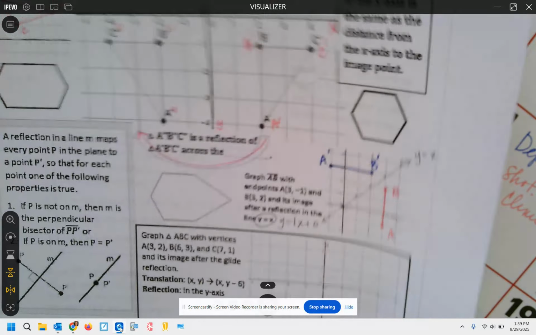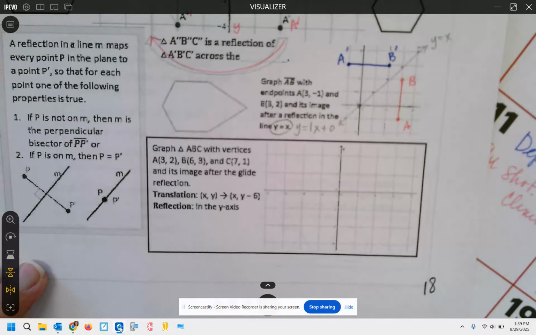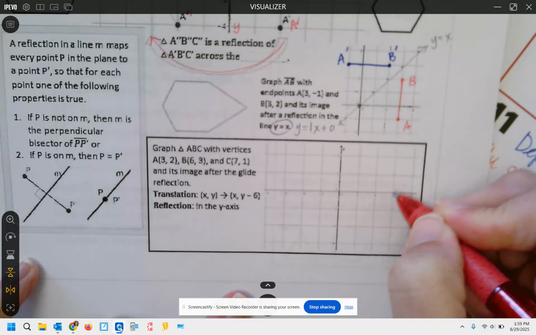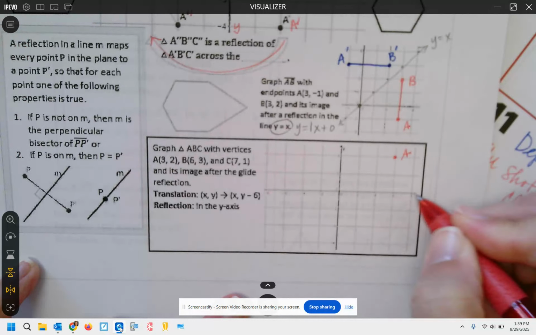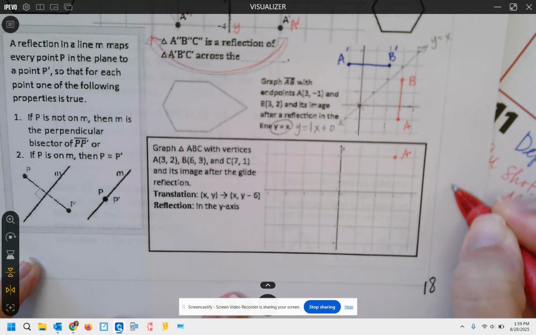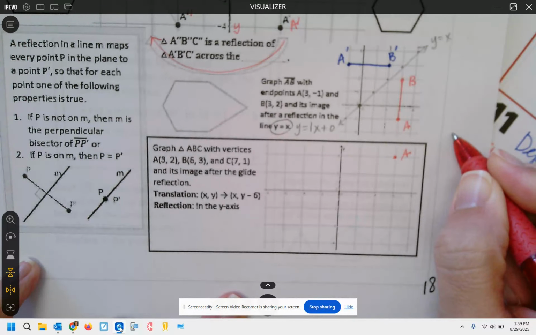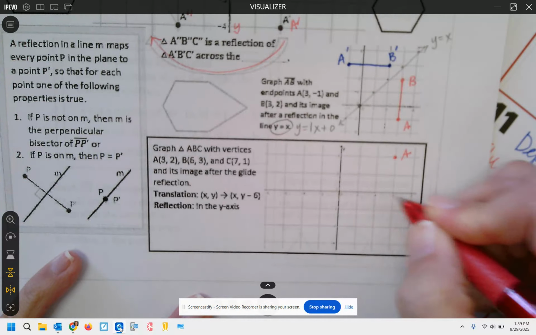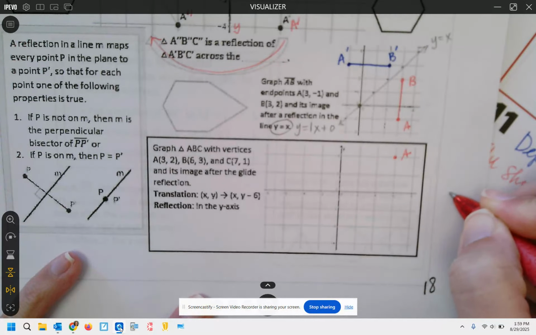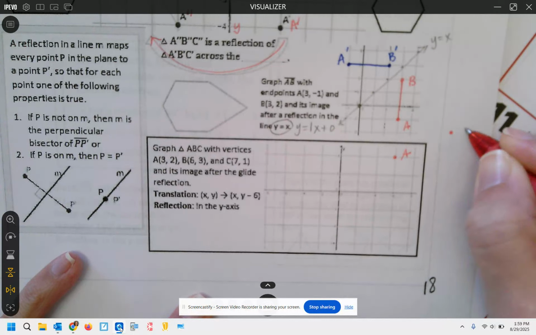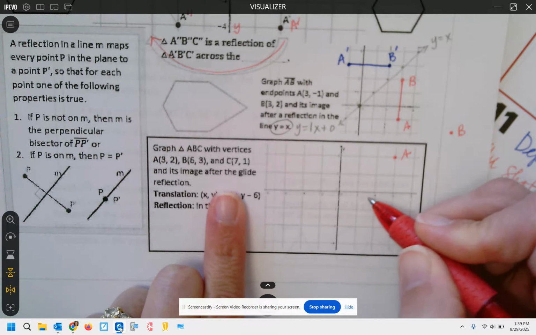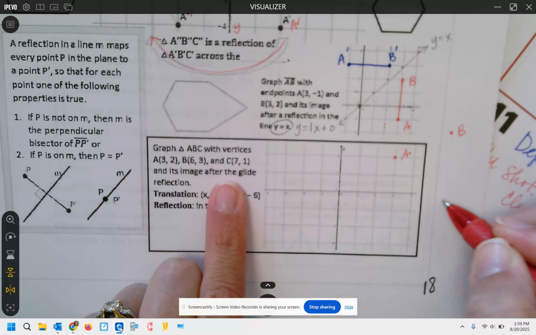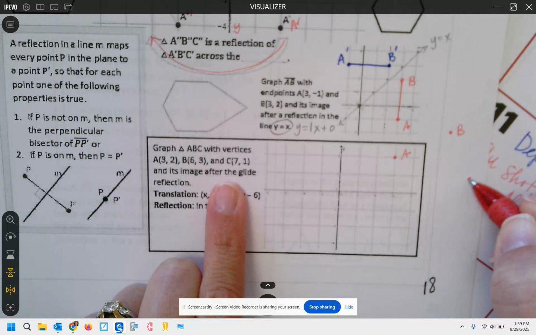And then the last piece at the bottom here, graph triangle ABC with vertices 3, 2, 6, 3, going off the grid here. Doing the best I can. 1, 2, 3, 4, 5, 6, 1, 2, 3. Oof, and 7 is even farther away. 1, 2, 3, 4, 5, 6, 7, 1.